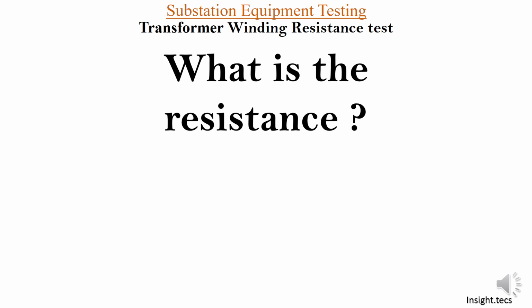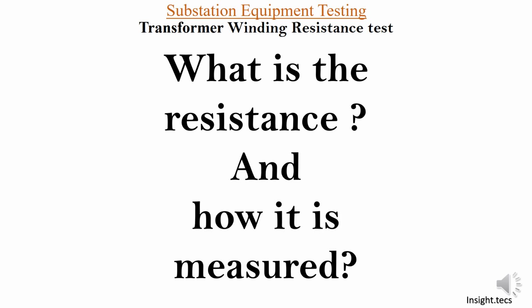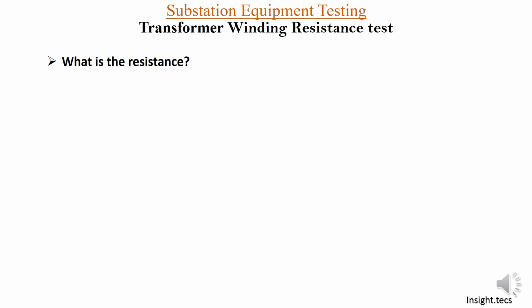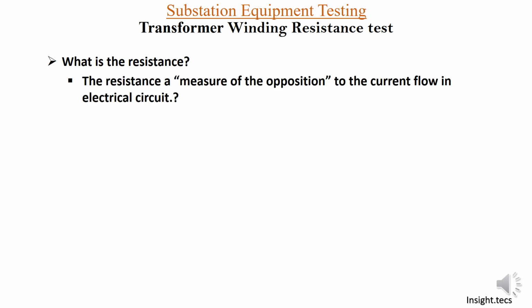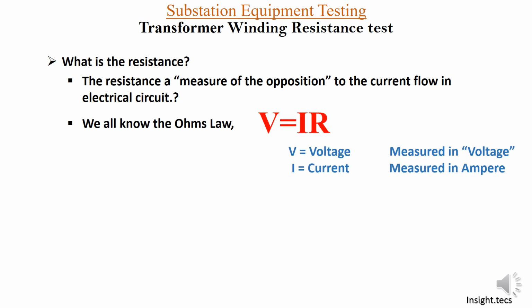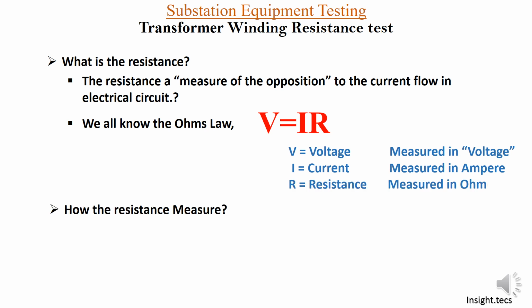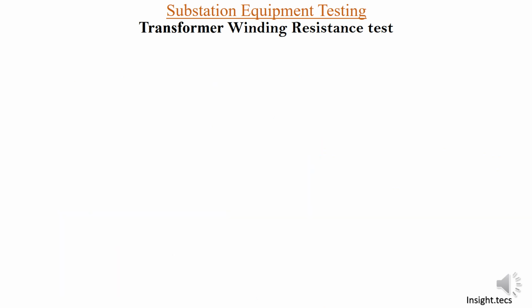So first of all, let us understand what is resistance. Resistance is the measure of opposition to the flow of current. We all know Ohm's law, that is V equals IR. V is voltage, I is current measured in amperes, and R is resistance, measured in ohm. So how do we measure this resistance? As per Ohm's law, if you want to calculate R, then R equals V by I. The ratio of voltage to current gives us resistance.